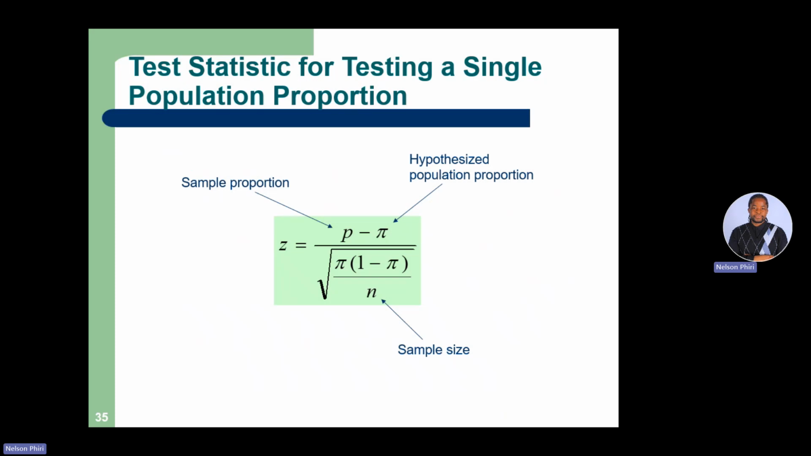So there you have P, the sample proportion. Then you have your theta, the hypothesized population proportion. Then you have 1 minus theta and all of that.